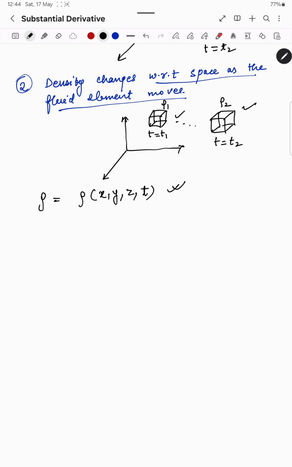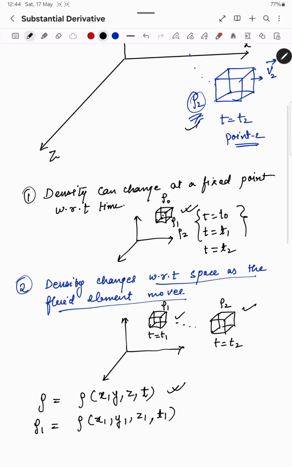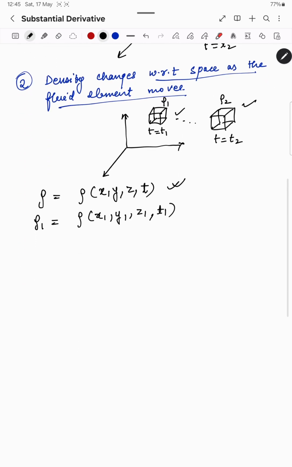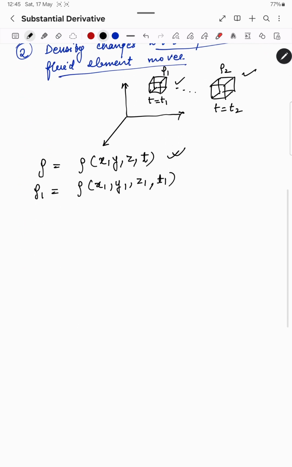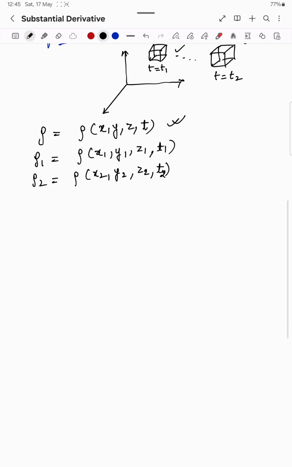So if you want to write rho 1, we'll write rho of x1, y1, z1, t1. This is the density at point 1. At point 2 it becomes rho as a function of x2, y2, z2 and t2. Now we'll go through a simple derivation to understand better the physical significance of the substantial derivative.